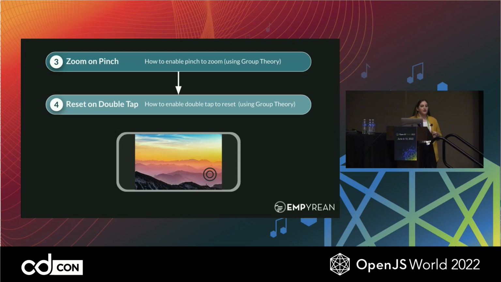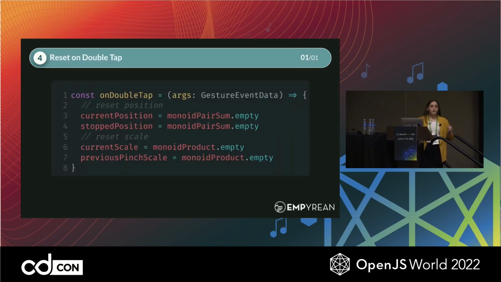We need to implement our last thing to help our users, which is a reset on double tap. The user has moved the image all over the screen and now they don't like their changes and they need it back to reset. This is pretty easy because we've set up our monoids. All we need to do is reinitialize all the variables that we've been keeping track of.